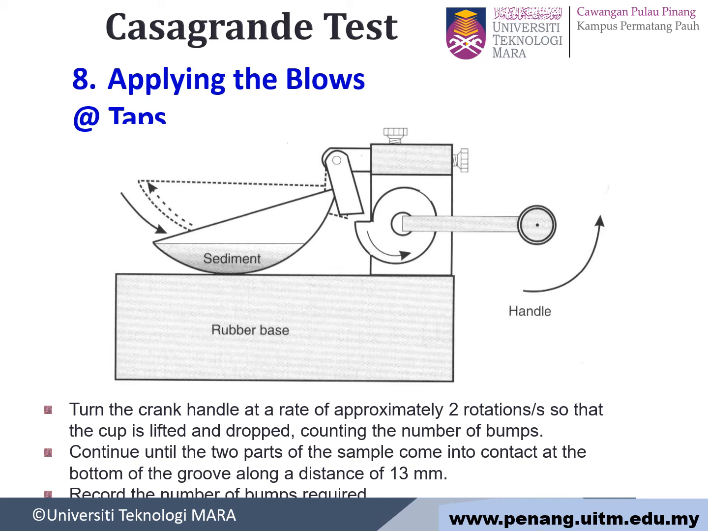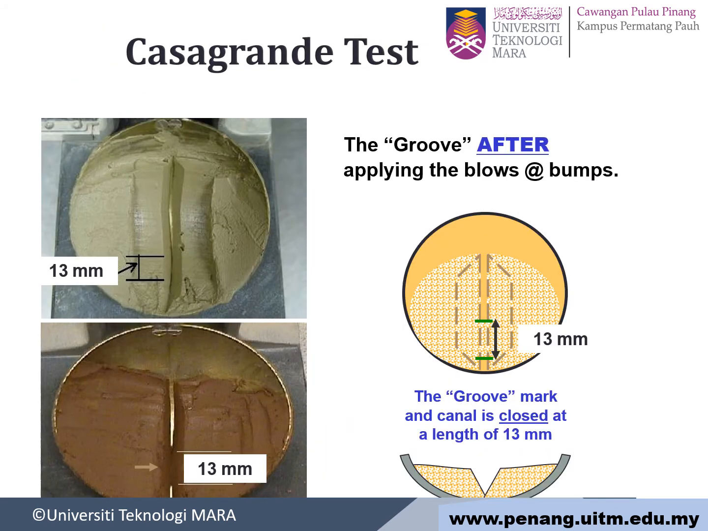Step number 8, applying the blows or taps. You have to record the number of bumps required. This is the groove after applying the blows and bumps. The groove mark is closed at a length of 13 mm. Look at this, this is 13 mm.